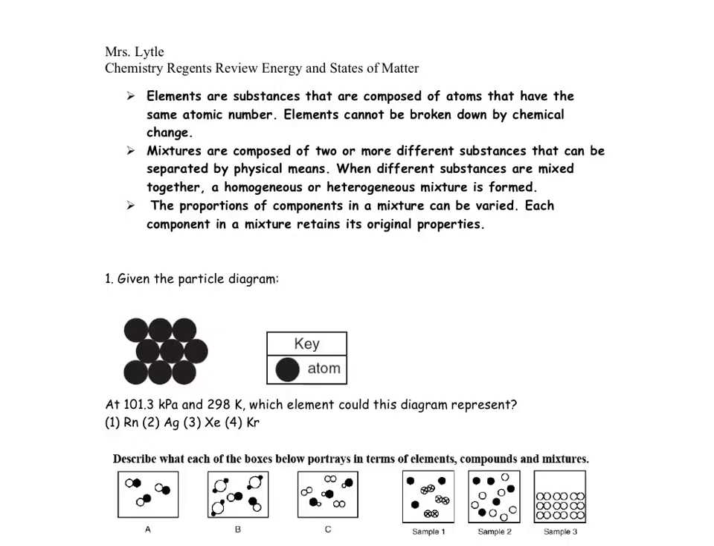Looking at question 1, it asks, at 101.3 kilopascals of pressure and 298 Kelvin, which element could the diagram represent? So when we examine the diagram, we see that it's a regular geometric pattern. This diagram looks like a solid. So basically the question is asking which element is a solid at room temperature. To answer this question, we need to use reference table S.